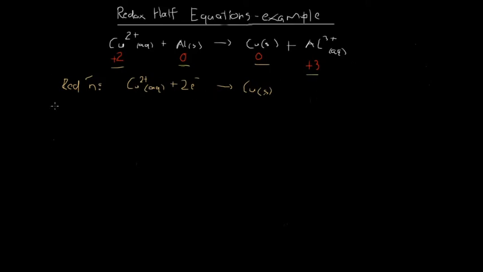Now we'll have a look at the oxidation half equation. Starting out with solid aluminium, we end up with an aluminium 3+ ion. We need a balanced charge again, so we can see that we need to add 3 electrons. So here we've got the 2 half equations.